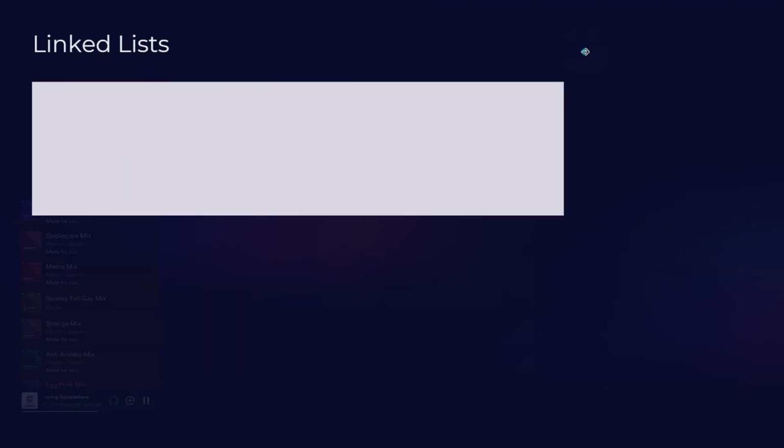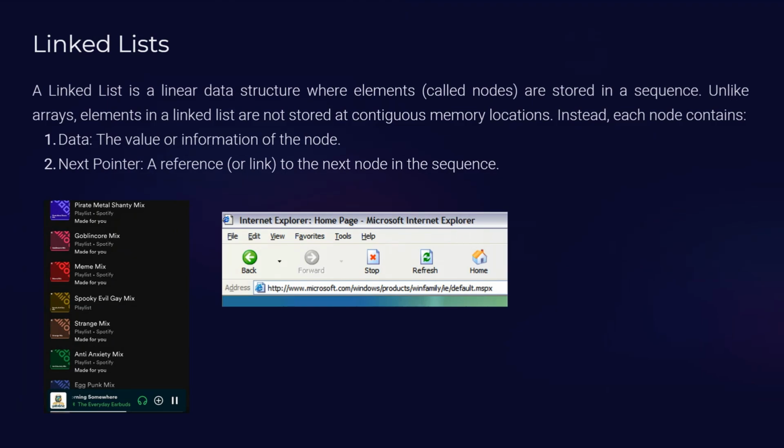Okay, so linked list. A linked list is a linear data structure where elements, also called nodes, are stored in a sequence, unlike arrays.